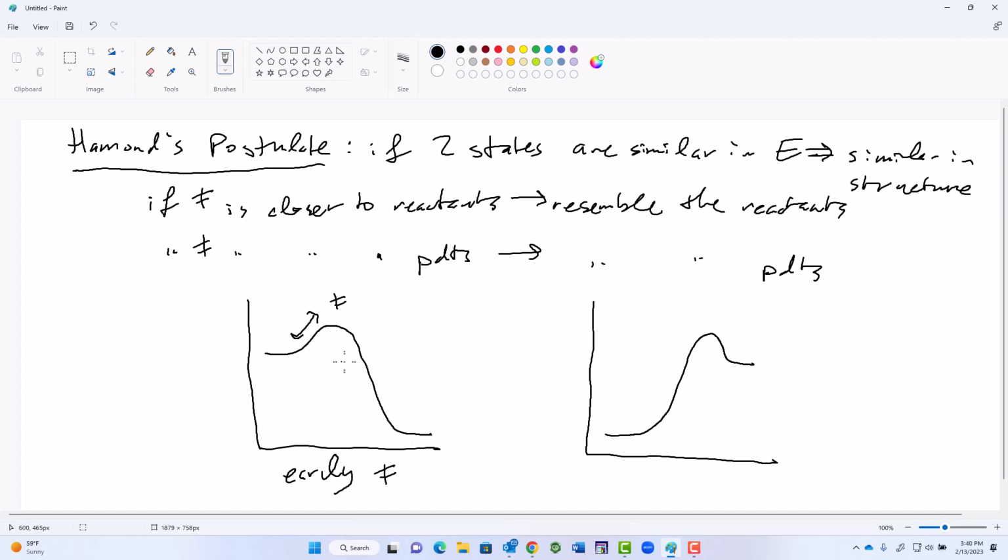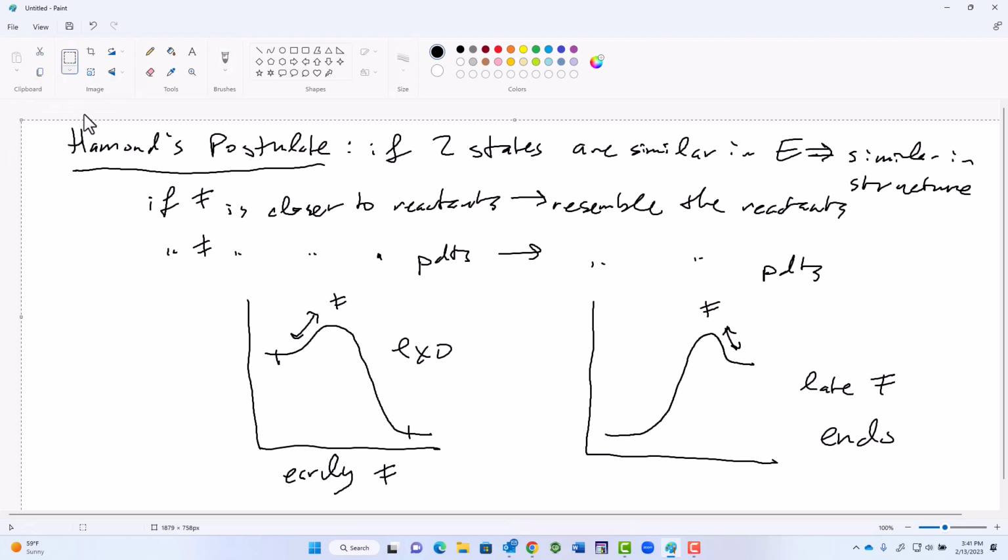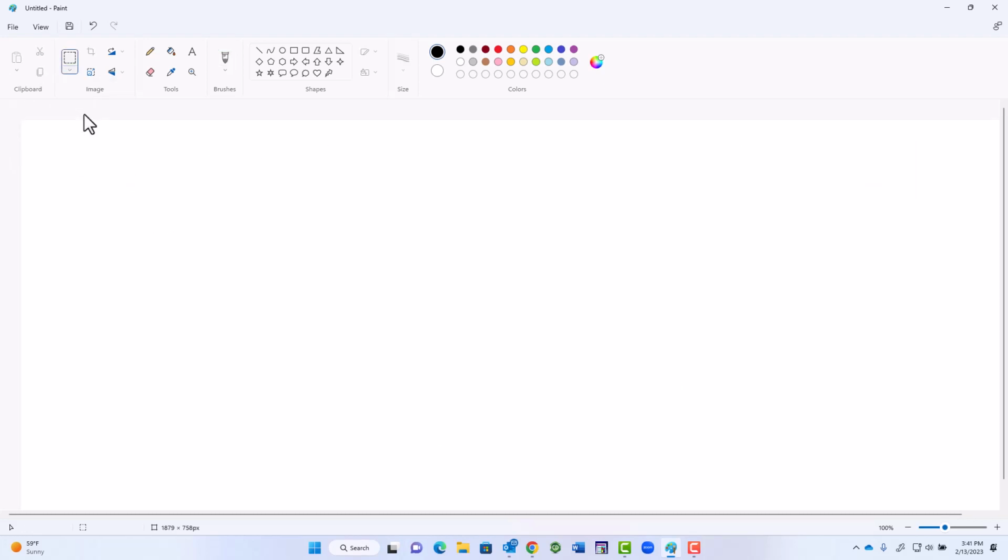And as we can see, the reactants are higher in energy than the products, so this is exothermic. So in general, exothermic reactions have an early transition state. In this case on the right, we see that the transition state is closer to the products. We would call this a late transition state, and we would see that this is endothermic. So in general, endothermic reactions are going to have late transition states, where the transition state is closer in energy to the product.